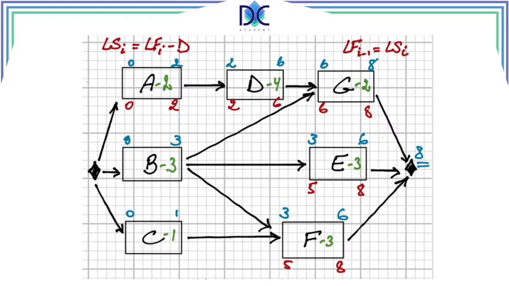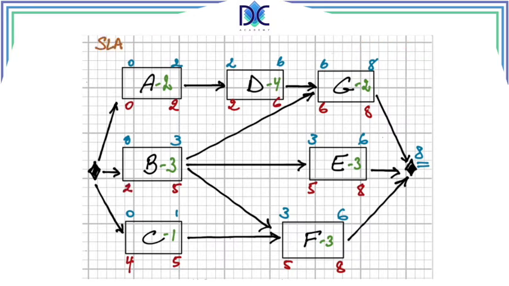Now we can continue for B and C. We first have to look at F to see what the result for B would be, because B has two successors. We have to take the lowest late start of E and F. In this case, both are the same. So the late finish of B and C are equal to 5. So we have a late start for C equal to 4. And for B, we have a late finish equal to 5 and a late start equal to 2.